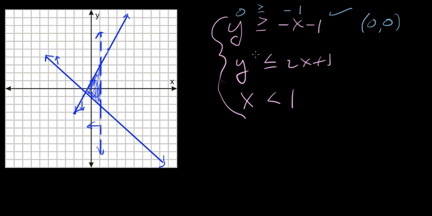How about this one? Is 0 less than or equal to positive 1? Yes, it is. Is 0 less than 1? Yes, it is. So 0, 0 works, and that's supposed to work, and so it looks like I've got a good situation going on here.